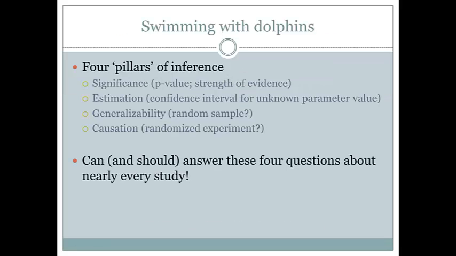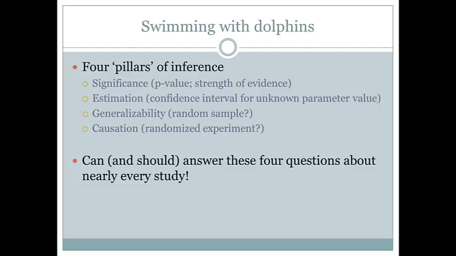Remember the four pillars of inference. First, significance: getting a p-value, assessing strength of evidence. Second, estimation: getting a confidence interval for an unknown parameter value. Third, can I generalize? Did I take a random sample? And fourth, is cause and effect possible? Did I do a randomized experiment? You can and should answer these four questions about nearly every study from here on out in the course.